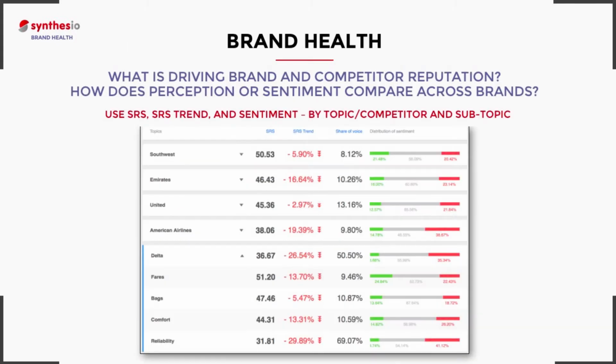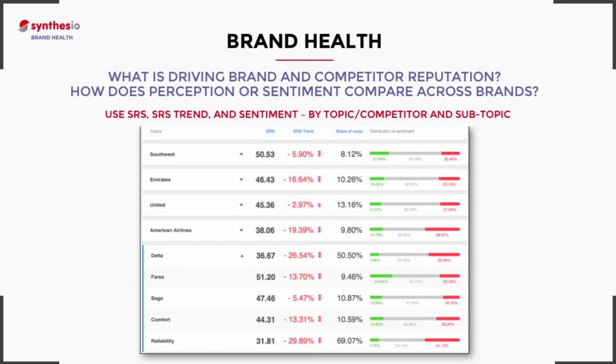First, to find out what is driving brand or competitor reputation, you'll want to benchmark brand health by using Social Reputation Score, SRS. Use SRS to gain an understanding of how your brand ranks against competitors and/or other product lines. SRS uses sentiment, volume, and influence to calculate a 0 to 100 score that measures brand satisfaction. Expand subtopics to drill into what factors drive overall brand health both for the brand and for competitors.